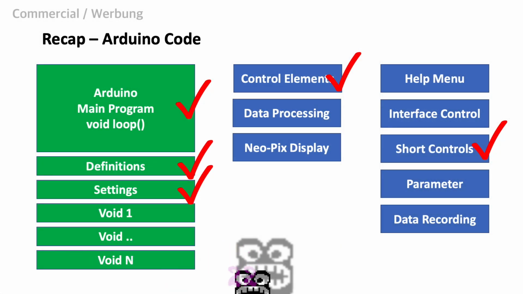In part 1, which was episode number 21, we covered the definitions, the settings, and the main program loop of our Arduino code. The code for the control elements and for some control keys we found already in the main program loop. In part 2, we need to talk about a number of voids where we realized important functions.